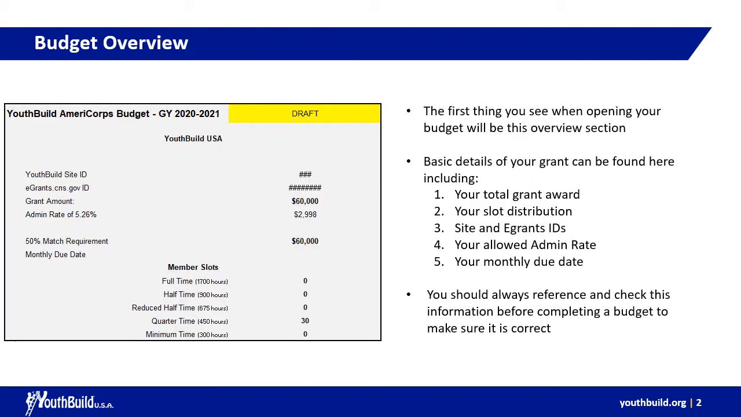Our budget template has an overview section at the top where you can check various information about your grant, including your grant award, slot allotment, your site and eGrants ID, your provided admin rate, and your monthly reimbursement due dates. It's important to check this information before starting your budget to make sure that all the information here is correct.